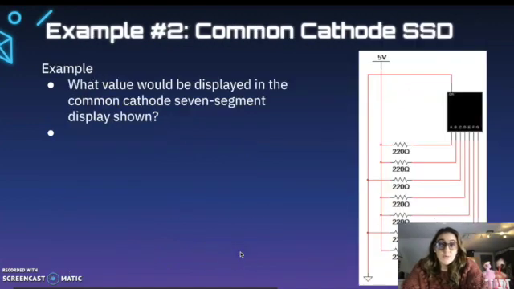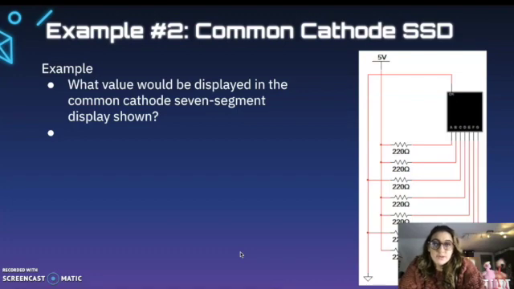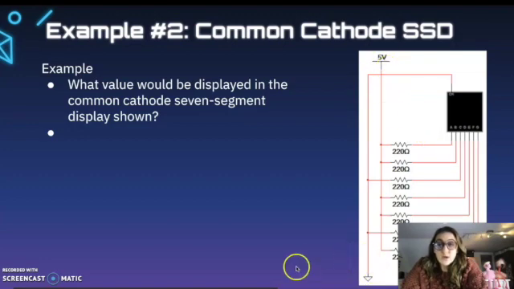So let's do another practice problem. This is a common cathode 7-segment display, which is what SSD stands for, by the way. What value would be displayed in the common cathode 7-segment display shown? Again, we are looking to see what is connected to our 5 volts, what is connected to our ground, and what would be displayed. I'm going to give you a few moments to take a look at that, and then we'll go over the answer.